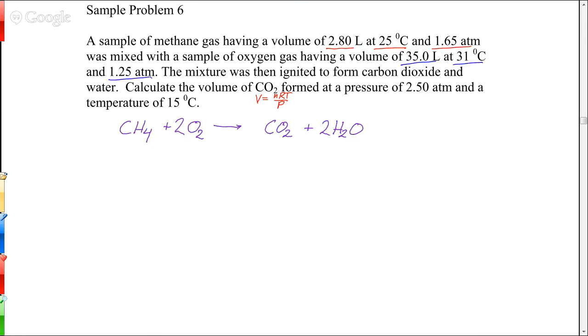Anybody got some moles yet? Let me know when you find. Everybody get moles of methane? 0.189. Does that sound right? Yeah. Okay, what'd you get for our moles of oxygen?